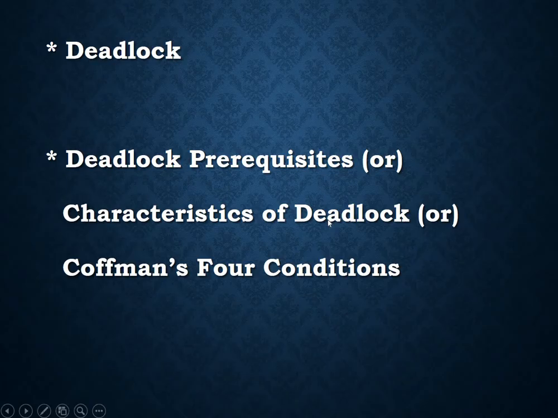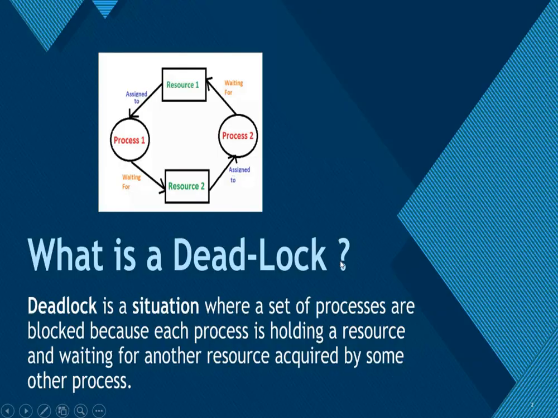Dear students, we'll see about deadlock and deadlock prerequisites, or characteristics of deadlock, or Coffman's four conditions. First, we'll see about deadlock. What is a deadlock? A deadlock is a situation where a set of processes are blocked because each process is holding a resource and waiting for another resource acquired by some other process.